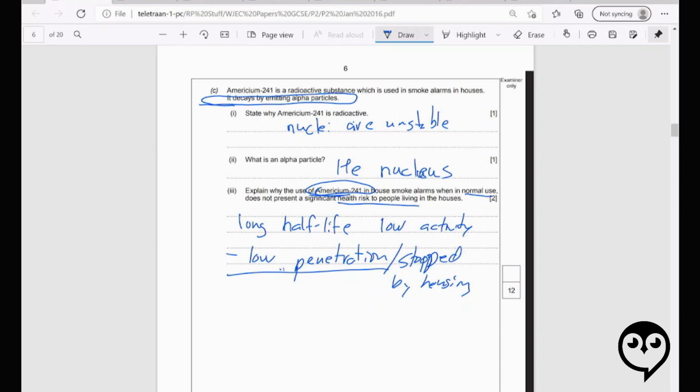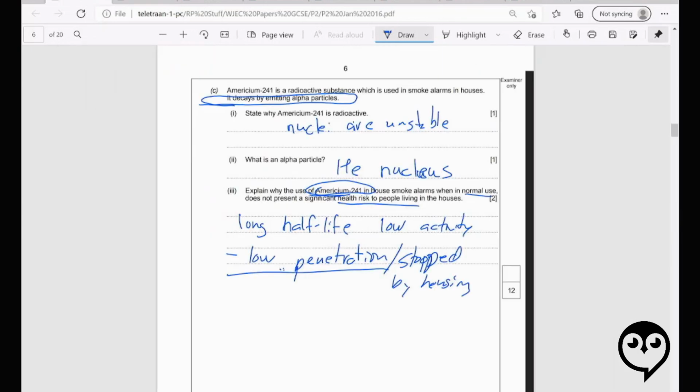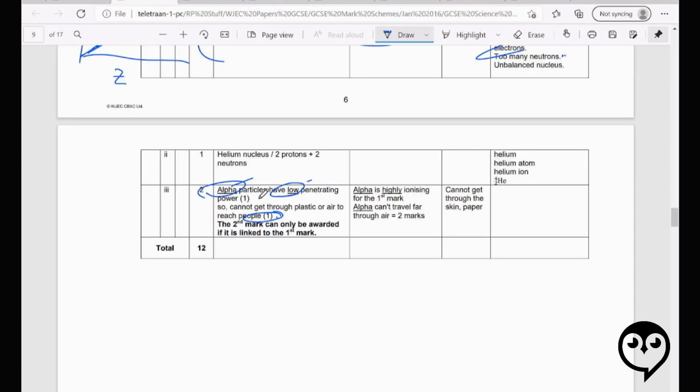So now I don't know. You'll have to go back and watch the video. Did I say alpha particles have low penetration? Maybe I said that and I didn't write it. Your job is to write it. Okay, you need to say alpha particles have low penetration, and therefore they can't get through the plastic. They can't get through the air. Okay, so they can't get through the housing of the device. Not to do with a long half-life. They haven't mentioned half-life anywhere in here, so maybe don't bring it up. I think we've only got one there.